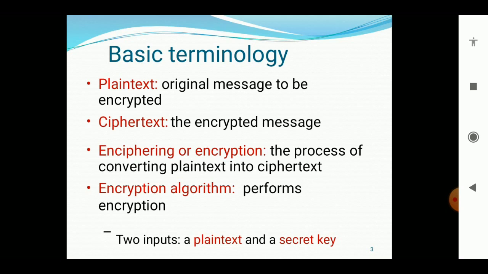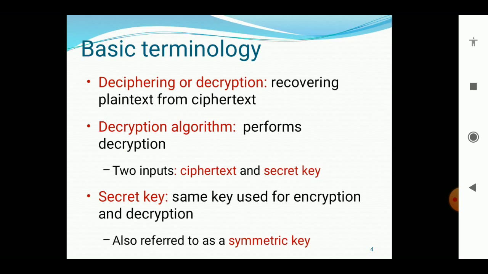There are two inputs to it. One is the plain text, the original message, and the other is a secret key. The key is used to convert the plain text into ciphertext. We continue with deciphering and decryption, which is the recovery of plain text from ciphertext.